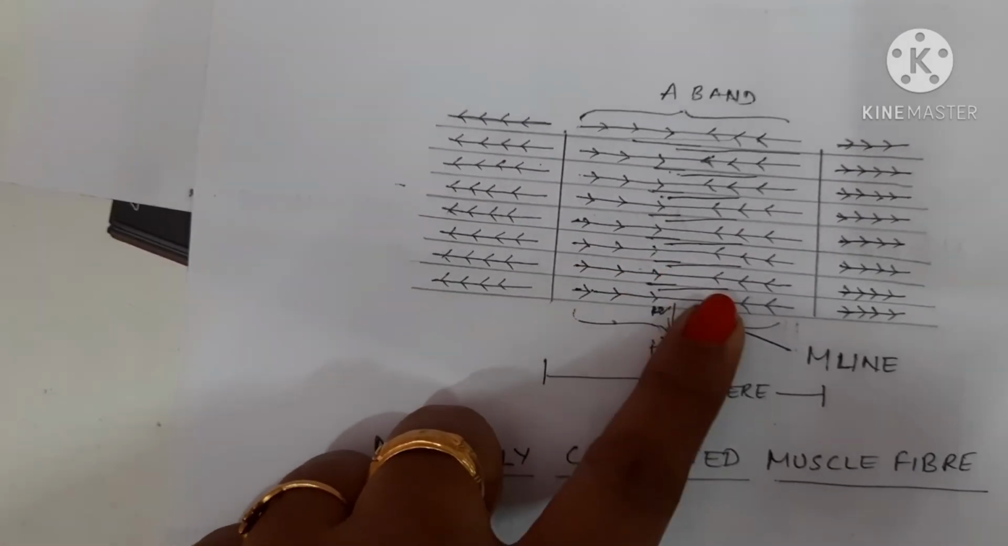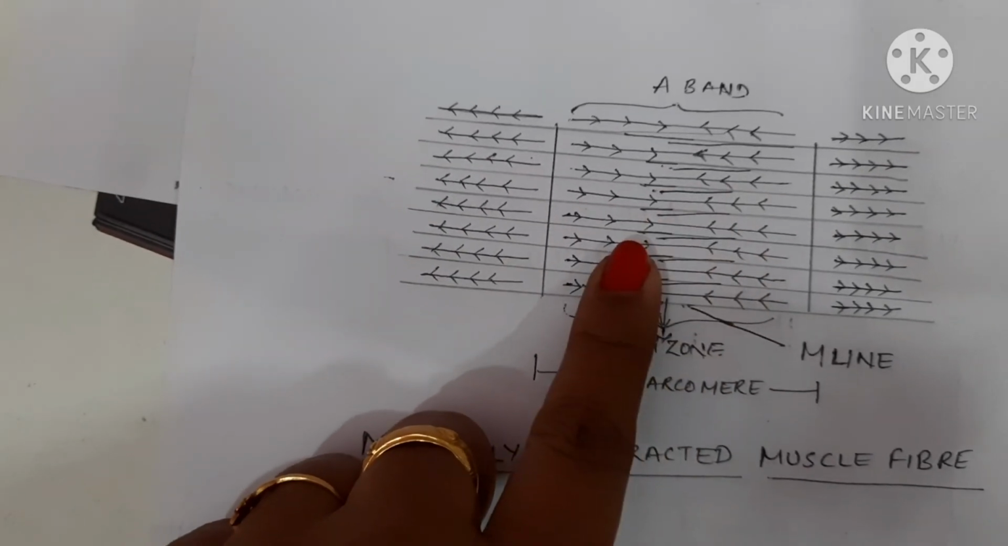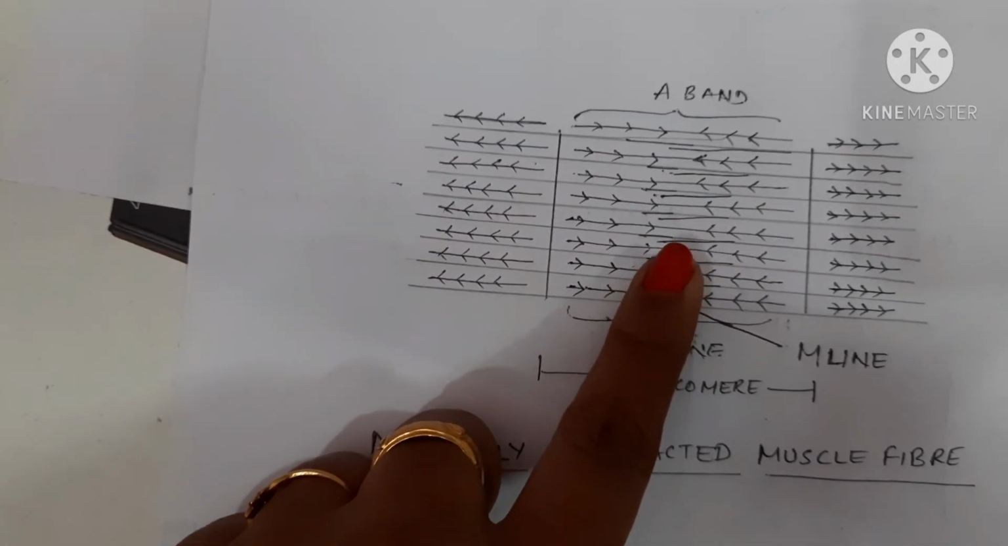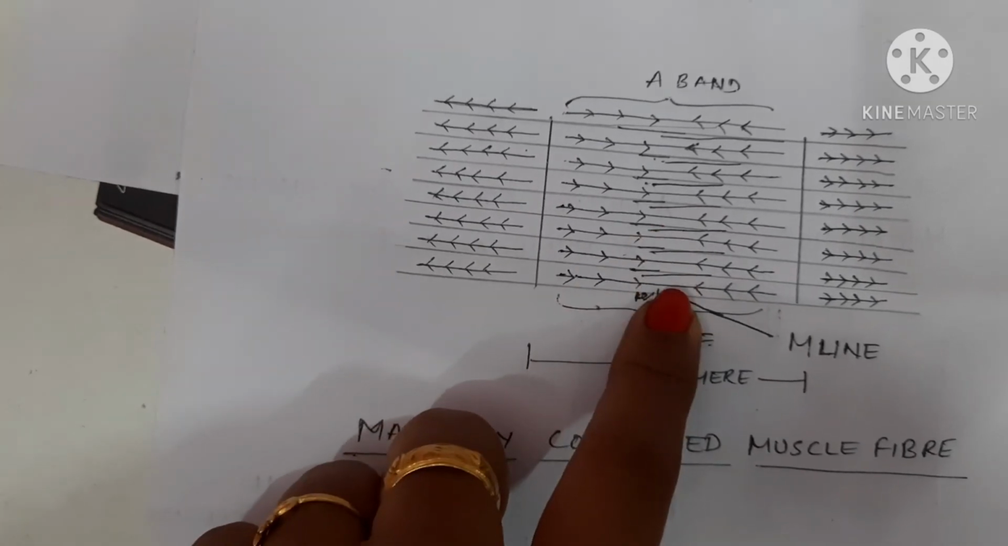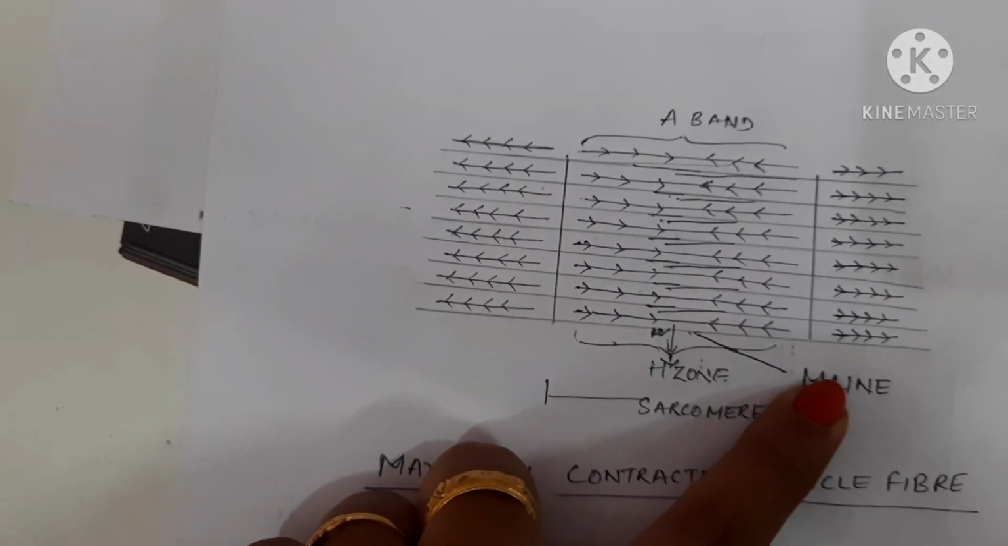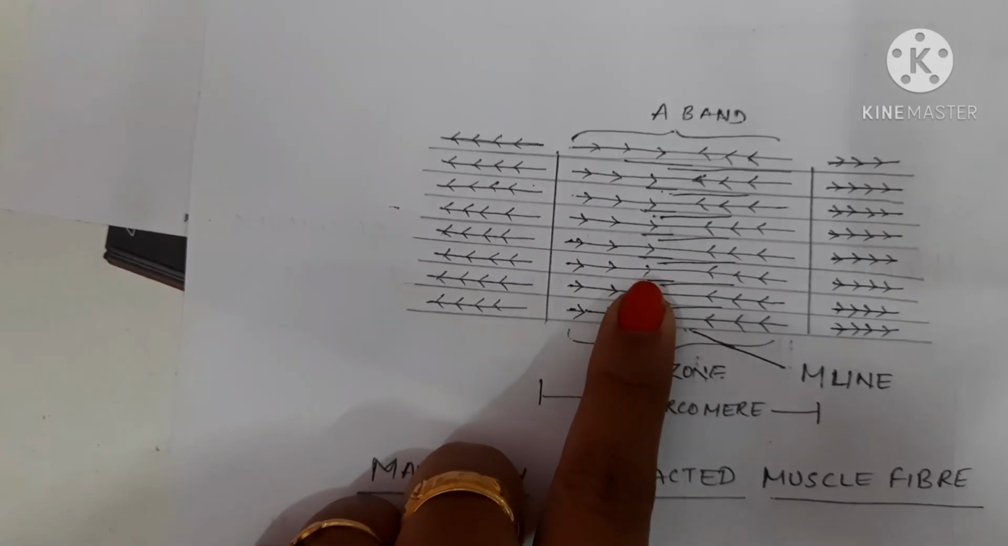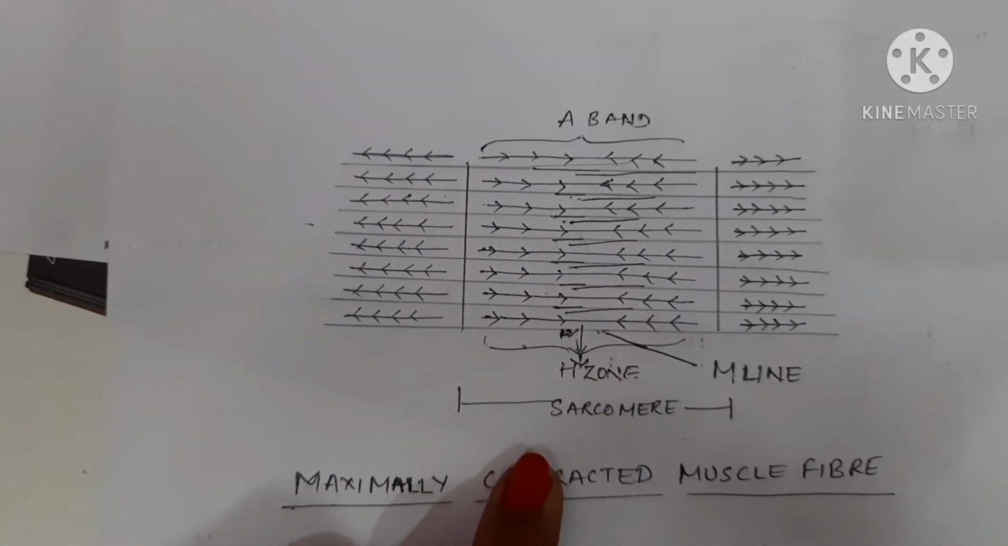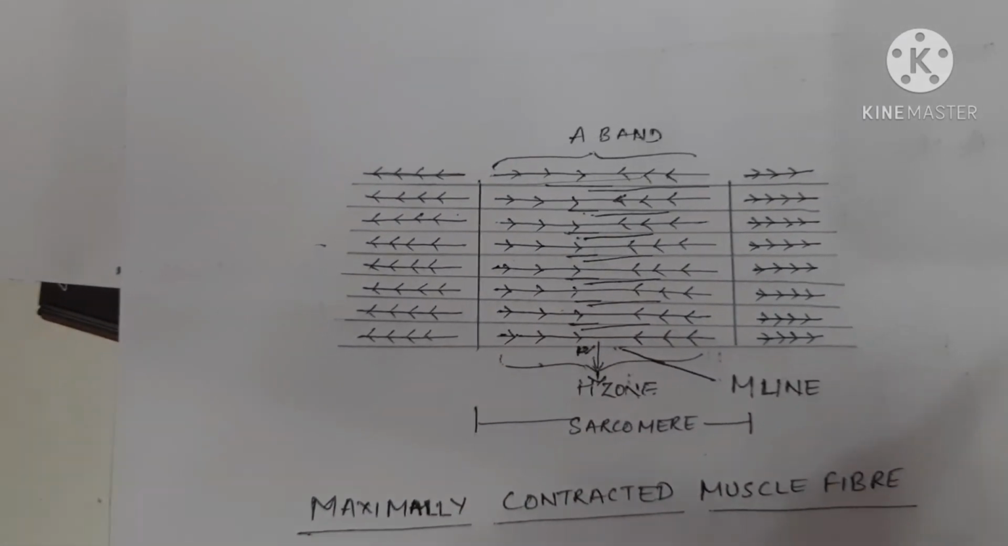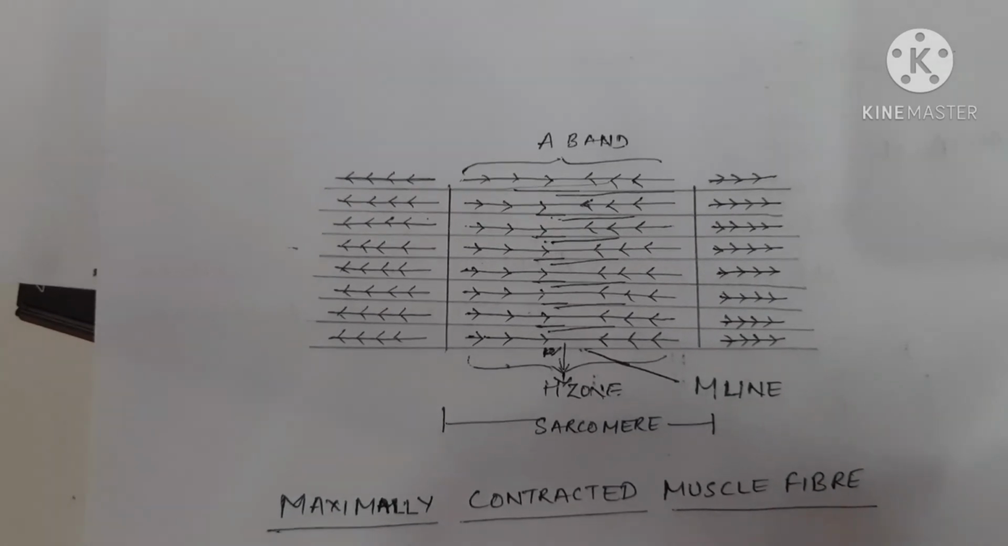there is the sliding movement of the filaments. In the H zone, the sliding movement results in a thicker middle line, that is the M line. So this is about the sliding filament theory which was proposed by Huxley.